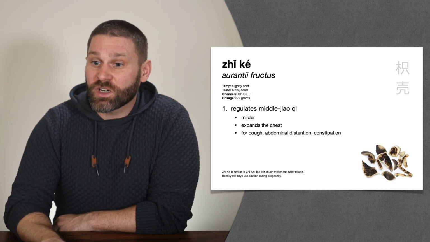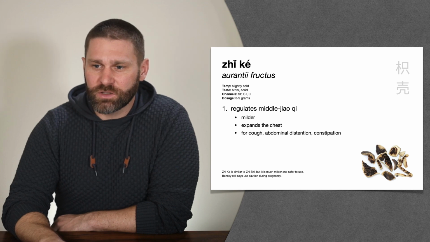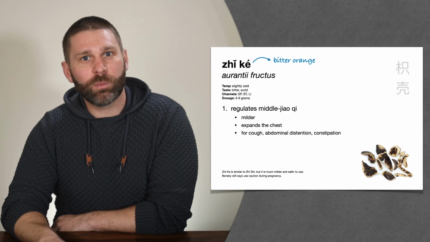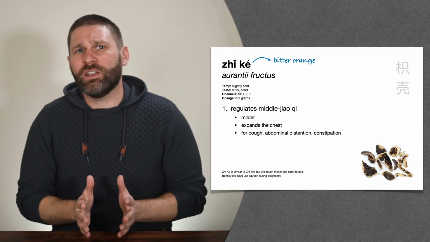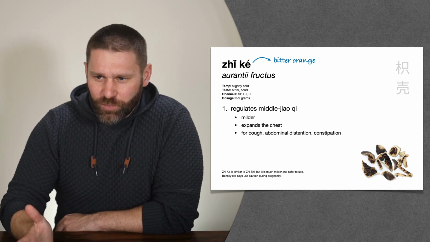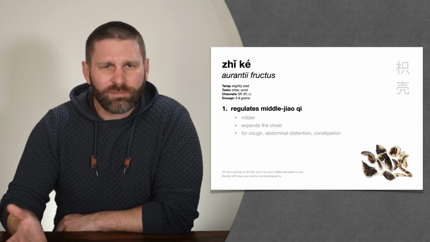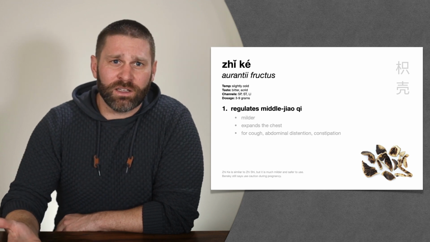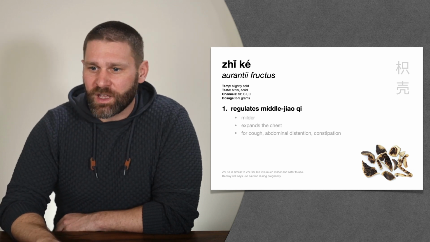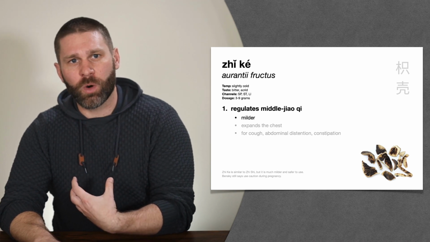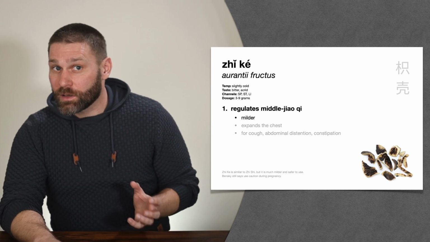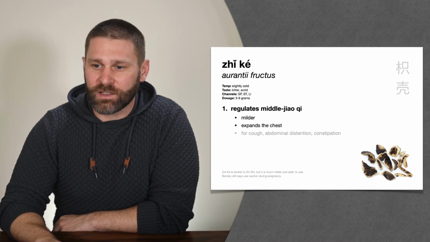Next we have Zhi Ke, Aurantii fructus, and this is ripe bitter orange. Or if it's not ripe, it's at least more ripe than Zhi Shi. So Zhi Ke, being more ripe, basically does the same things as Zhi Shi. It's just not as strong in its action. So we still say it regulates middle jiao qi, but it's a little bit more mild because it's not the unripe version. It's not quite as bitter, so it's not quite as strong in its actions.